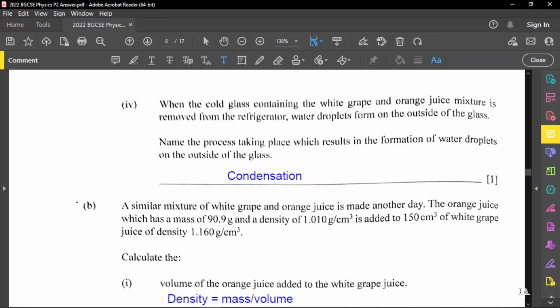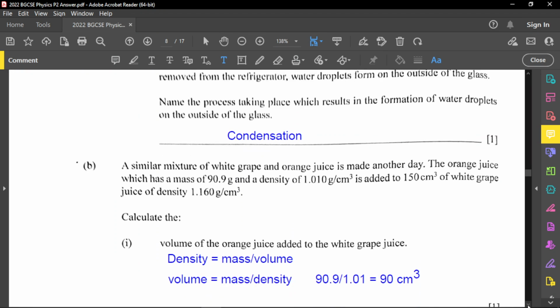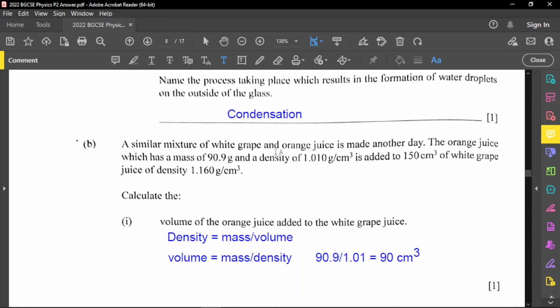Now for part B, it's a similar mixture of white grape and orange juice made another day. The orange juice, which has a mass of 90.9 grams and a density of 1.01 grams per centimeter cubed, is added to 150 centimeters cubed of white grape juice of density 1.16 grams per centimeter cubed. Part 1: calculate the volume of the orange juice added to the white grape juice.